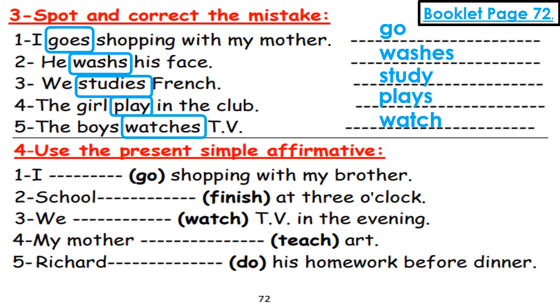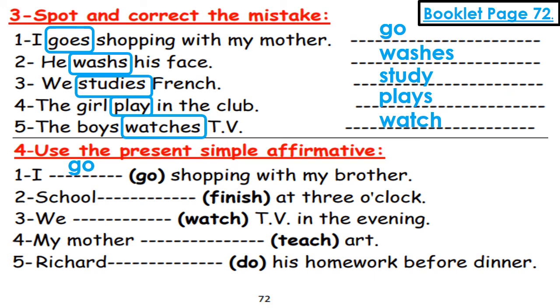Exercise number 4, use the present simple affirmative. He wants me to put the present simple in affirmative form. I go shopping with my brother. So the right answer will be go. I go shopping with my brother.